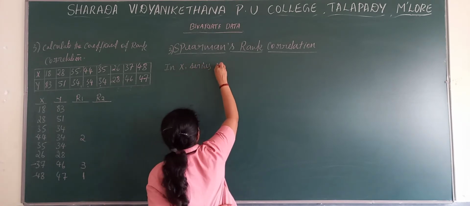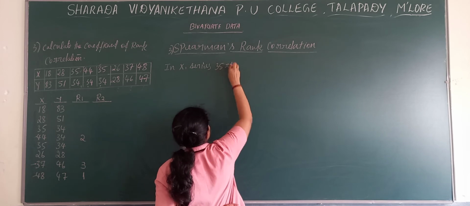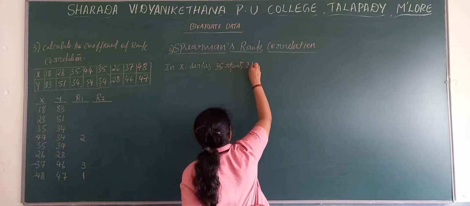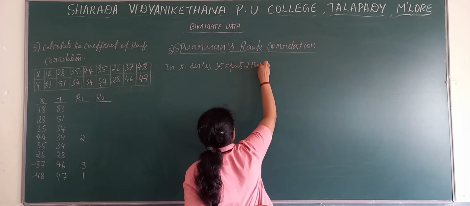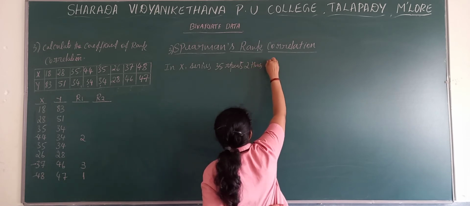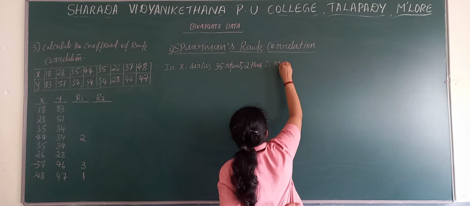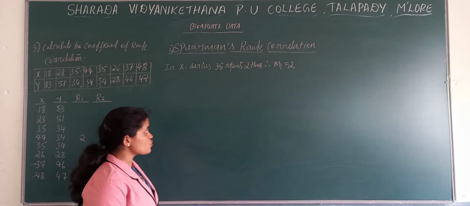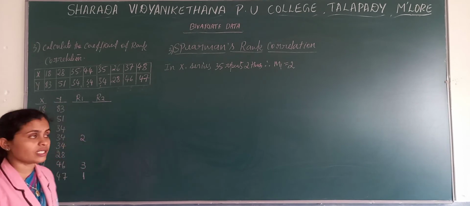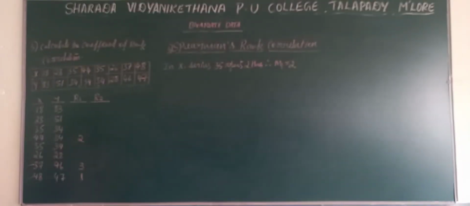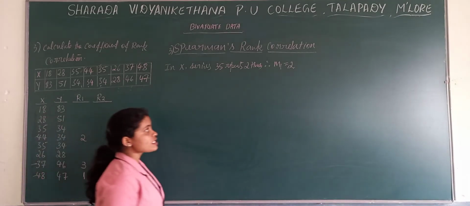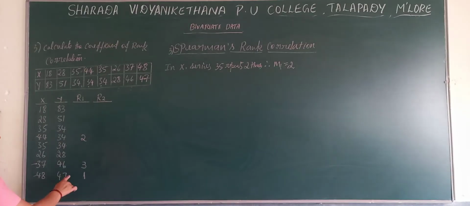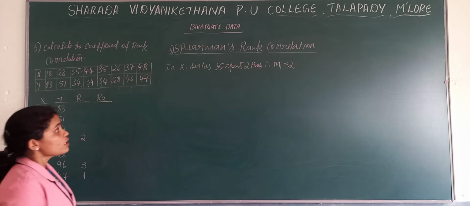In X series, 35 repeats 2 times or twice. So therefore M1 is equal to 2. Our values start from M1, M2, M3. So it is the first value which repeats. So M1 is equal to 2.